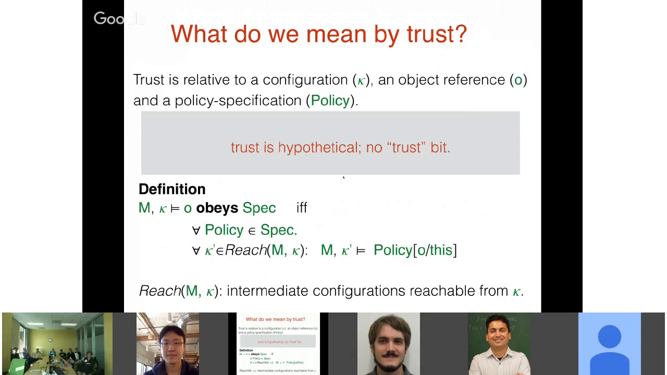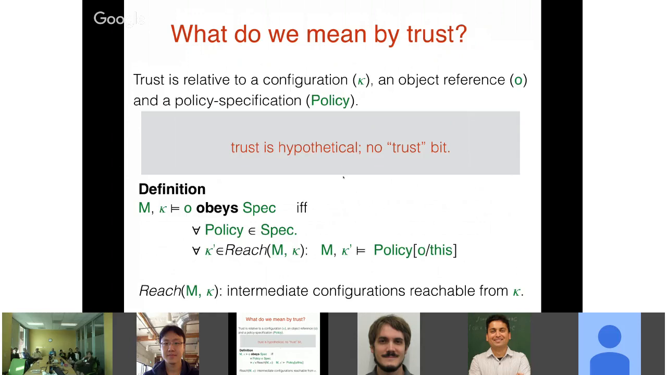That's how it goes. So all we can say is that some object obeys a spec if, for all policies in that specification, the specification being basically a collection of policies, starting from some state of the system, from anywhere we can reach, this notion of reach is similar to what arose before, effectively the object will obey the policy that the specification talks about. So that's basically what we mean by trust. We'll trust an object if it obeys the policy.